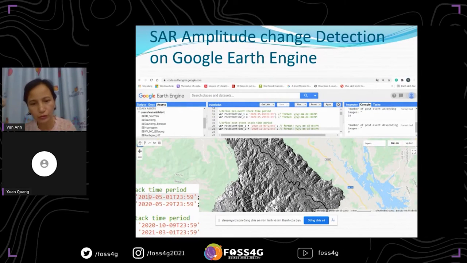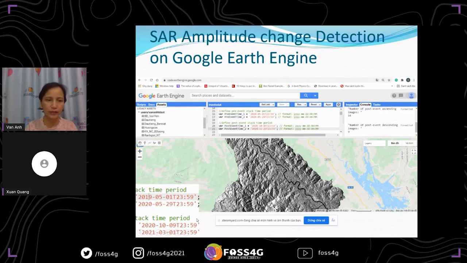As you know, as you listened to some research before about the Google Earth Engine, we also tried to do amplitude change detection on Google Earth Engine at the same time. But for this one we use only amplitude, because Google Earth Engine only has amplitude images available. So that's why we collected only amplitude images for this. With this one, we collect the pre and post images of the event.